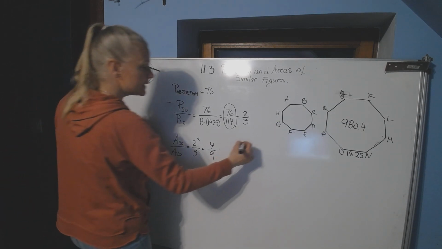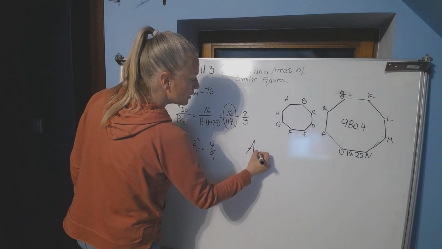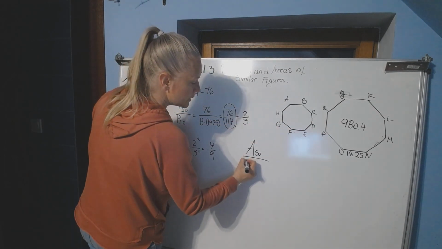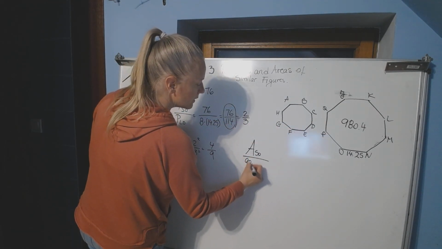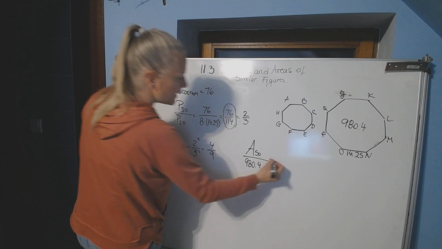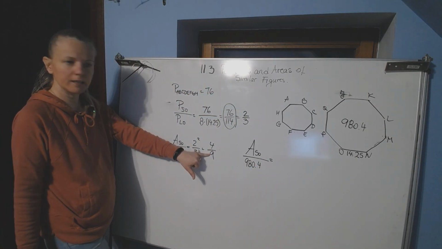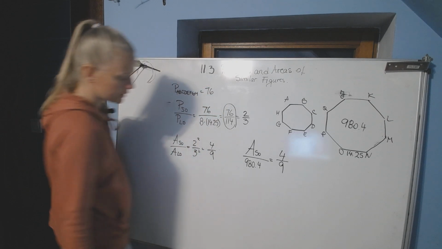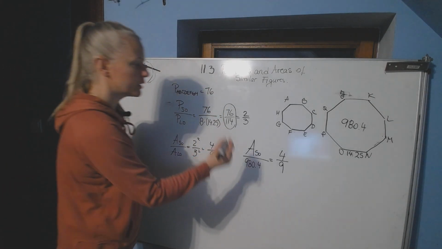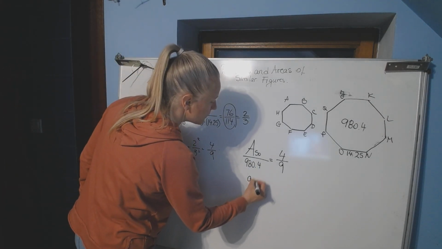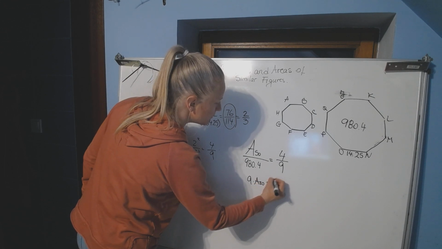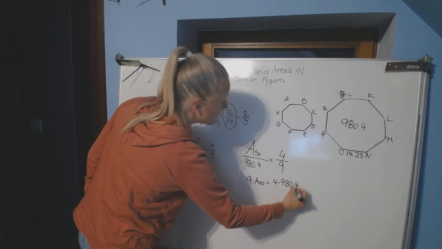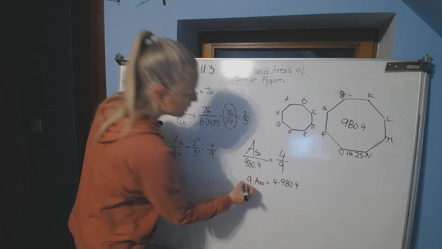So if I rewrite this, the area of the smaller octagon over the area of the larger octagon, which is 980.4, has to equal what? 4 over 9. I know exactly what it's going to be. This becomes a proportion. We've done proportions a lot. At this point, you're going to cross multiply. 9 times the area of the smaller octagon is going to be 4 times 980.4. Please do not attempt this without a calculator.